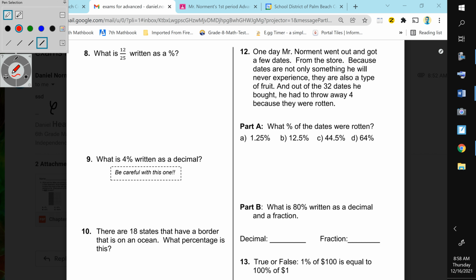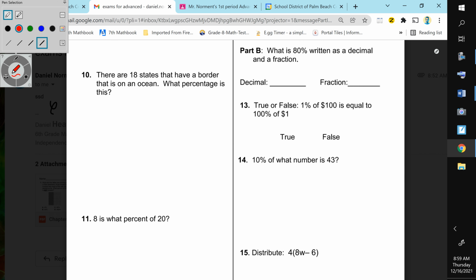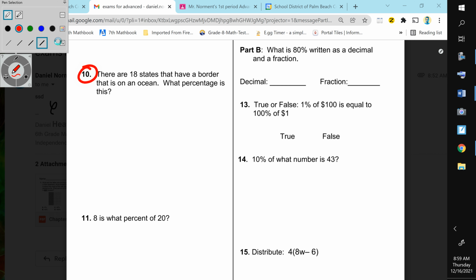right, okay? Number 9, 4% written as a decimal. Again, be careful with this. You need to put a decimal at the end and then go two places to the left. Not the right, but two places to the left. Okay. Number 10. 18 states that have a border that's on the ocean.